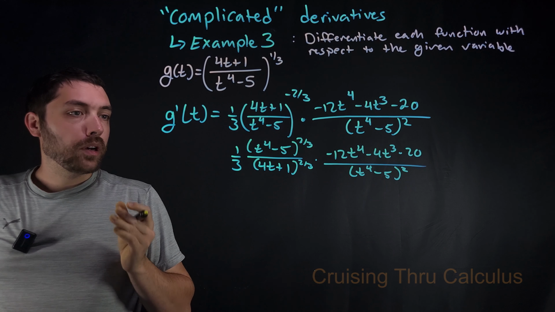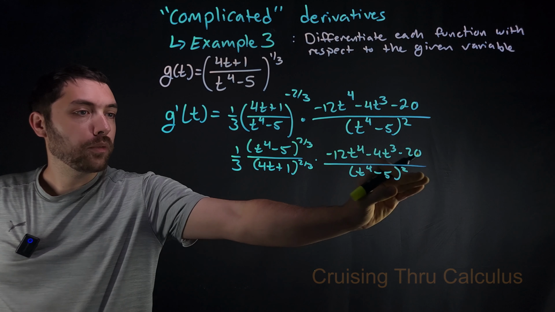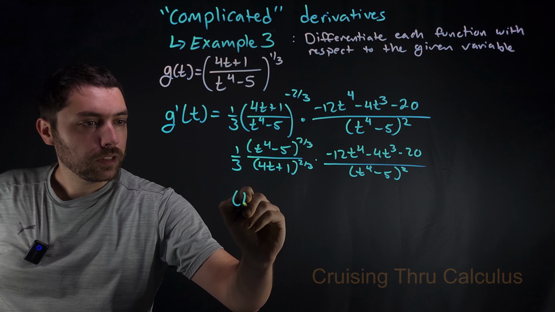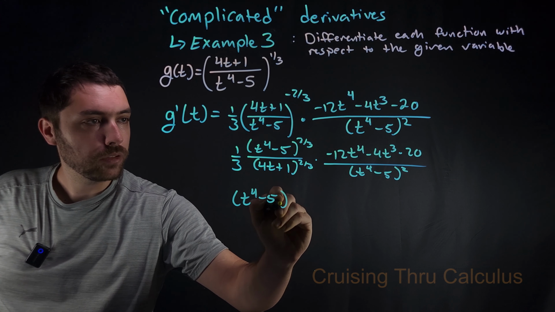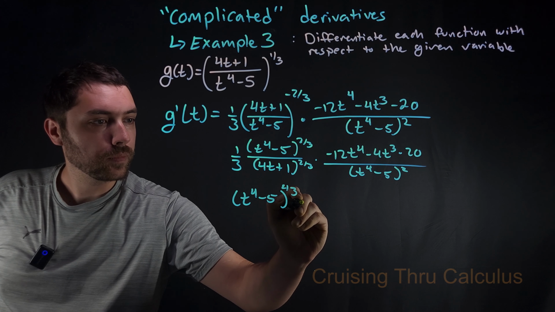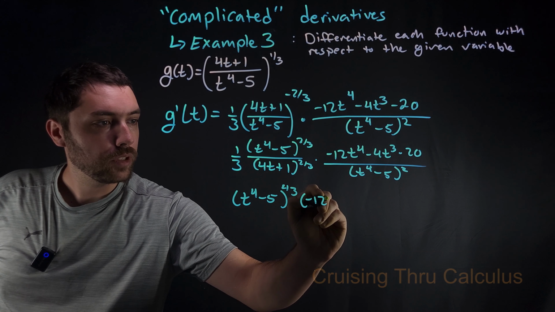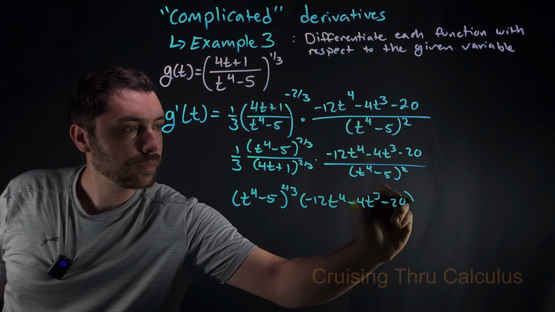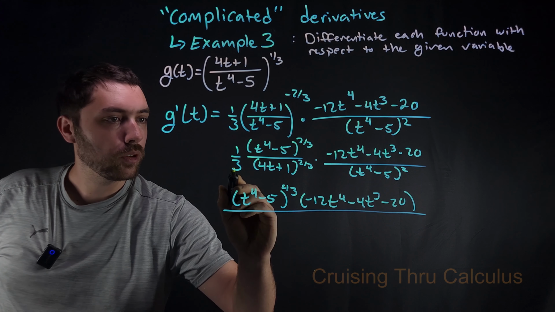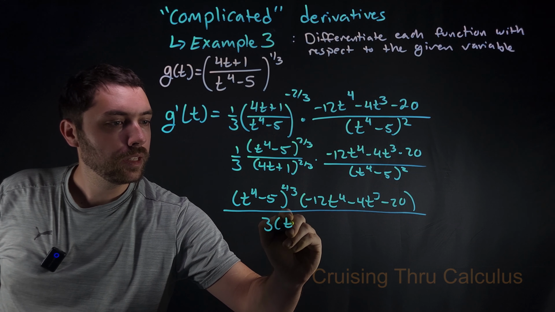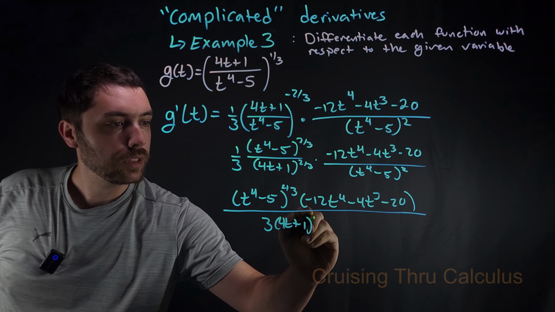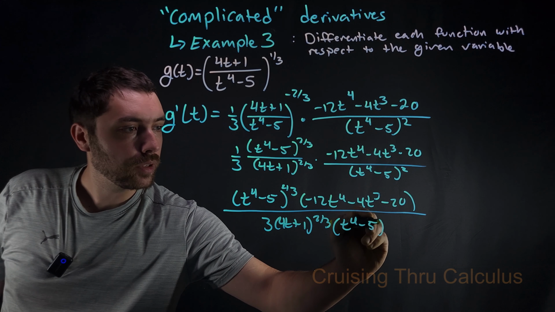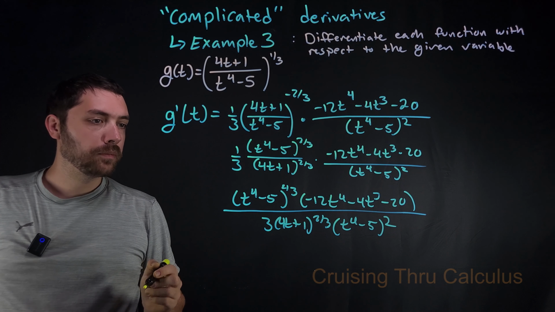And the good news is we are multiplying here, so that means we can multiply across the top and the bottom. So let's do that. We're going to get (t to the fourth minus 5) to the 2/3, then times negative 12 (t to the fourth minus 4t cubed minus 20). All of that is going to be over 3 times (4t plus 1) to the 2/3 times (t to the fourth minus 5) quantity squared, like that.